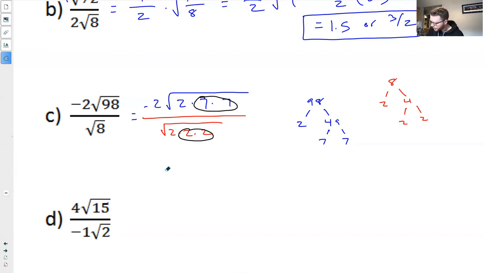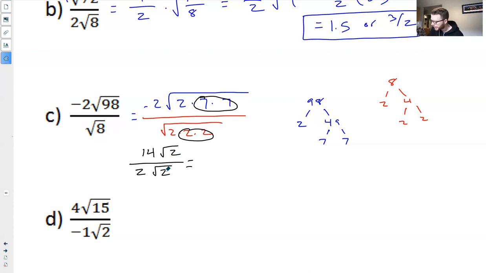So 2 7s come out, multiplied by negative 2 gives me negative 14 root 2, divided by the 2 2s that I'm taking out is 2 times root 2. Okay. Hopefully at this point, you recognize that root 2 divided by root 2 will give us 1, and negative 14 divided by 2 will give us 7.